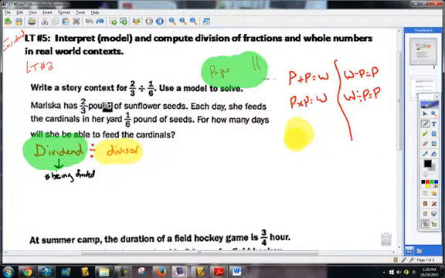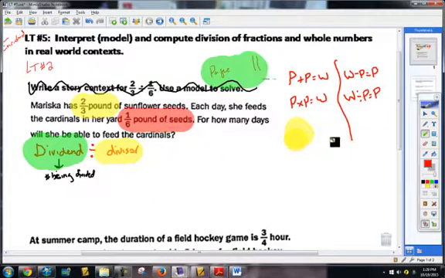So here we go. Don't worry about what this says. I'm not really worried about that. Mariska has 2/3 pound, so she has less than 1 pound, so she has 2/3 of a pound of sunflower seeds. Each day, she feeds the cardinals in her yard 1/6 pound of seeds. For how many days will she be able to feed the cardinals?